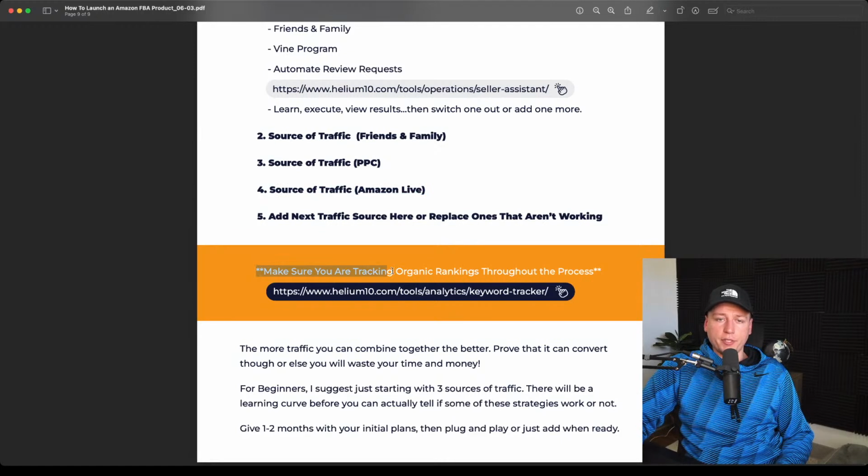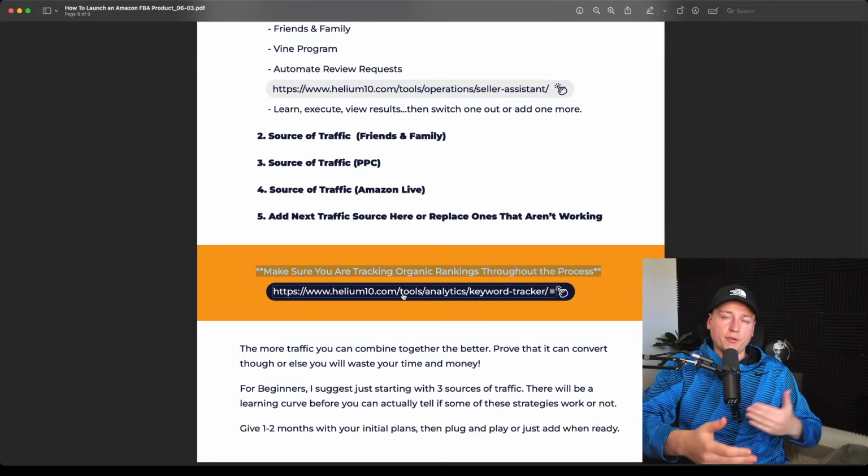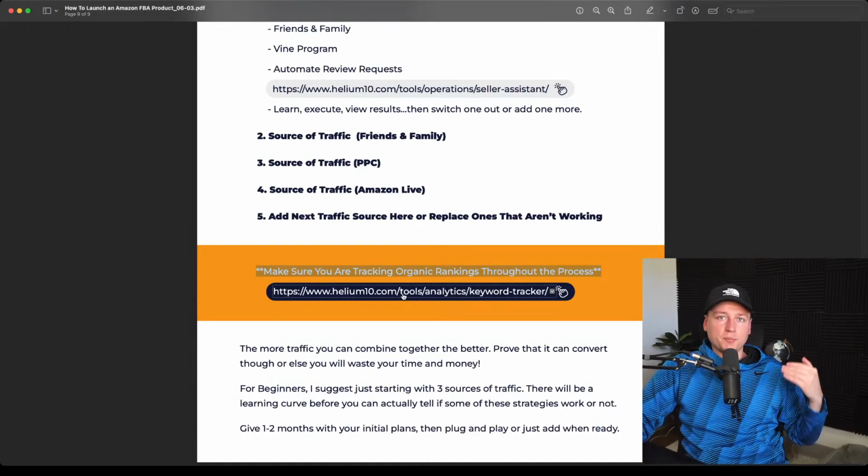One thing I'll add here is make sure you're tracking organic rankings throughout this process. You could do this with the keyword tracker on Helium 10, which just keeps track of where you're ranking organically. Again, you've got to track what your goals are. If we're not tracking what the goal is, then how do we know if we're doing the right things or not? So if we're in spot 40 for lemon squeezer and we move up to spot 20, that tells us we're doing something right. And this is what that tool allows us to do.